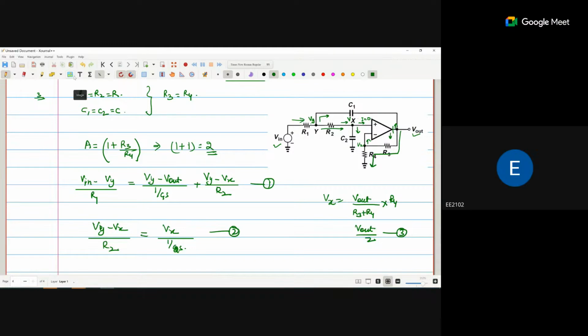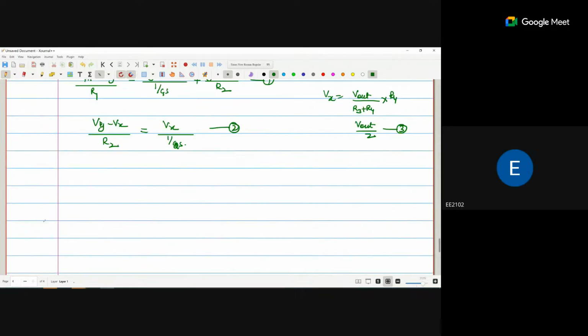Now from equation 2, you have Vy by R2 is equal to Vx times (1 over R2 plus C2S). If I take the LCM, we can write all as R and all as C. I can write that one as my equation number 2a. So Vy is equal to Vx divided by (1 plus RCS).